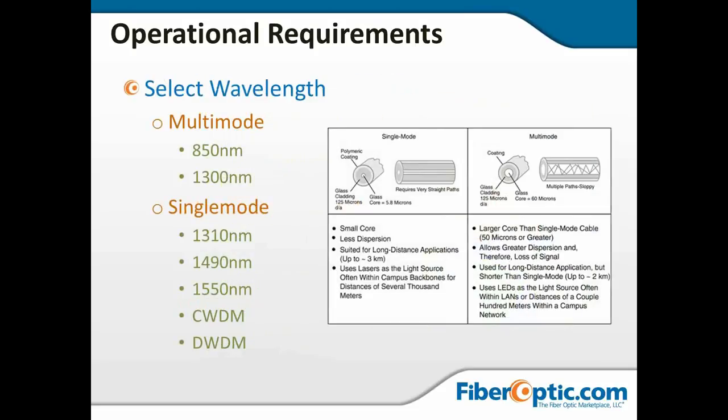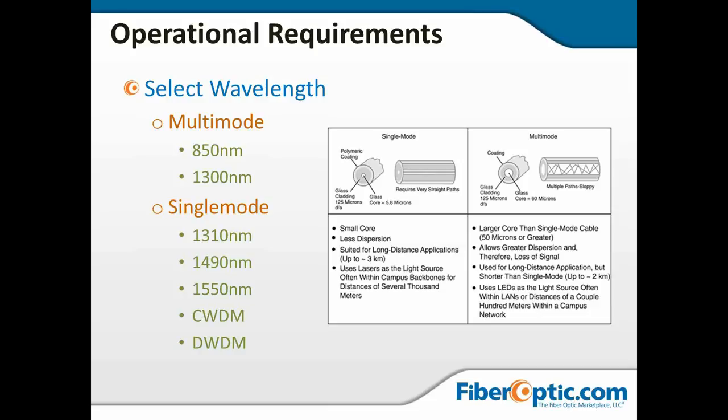Then we're going to select a wavelength. And the wavelength is going to also determine how far and how fast we can go. Are we going to use multi-mode? Is this a short distance? Maybe you're designing inside a building. You're going to want to work with multi-mode, at least for delivery to the last switch or to the desktop, depending on if you're pushing it all the way to the desktop.